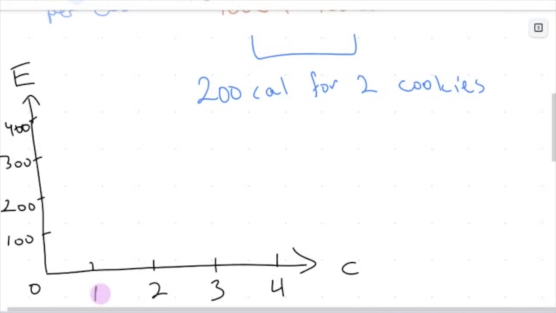Well, if I have one cookie, I take in 100 calories. So that acts as a point on my graph. So when I have one cookie, I get 100 calories. When I have 2 cookies, for example, I get 200 calories in my system. When I have 3 cookies, I have 300 calories of energy in my system. And so on and so forth.